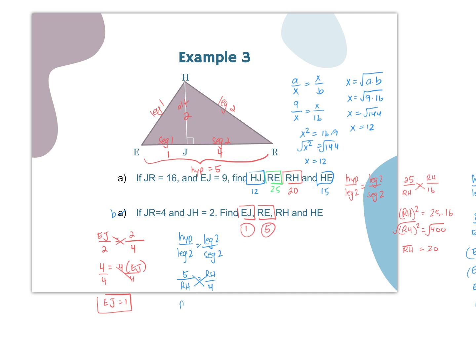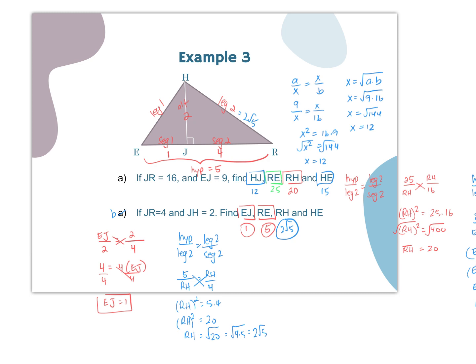So I know that RH squared is going to equal 5 times 4. RH squared is going to equal 20. So RH is the square root of 20, which is the square root of 4 times 5, which is 2 radical 5. So 2 square root of 5 is the length of RH.